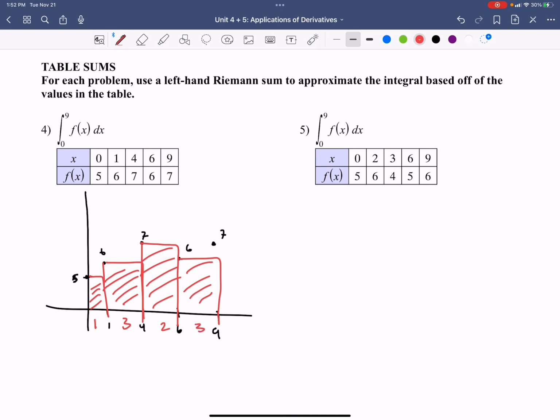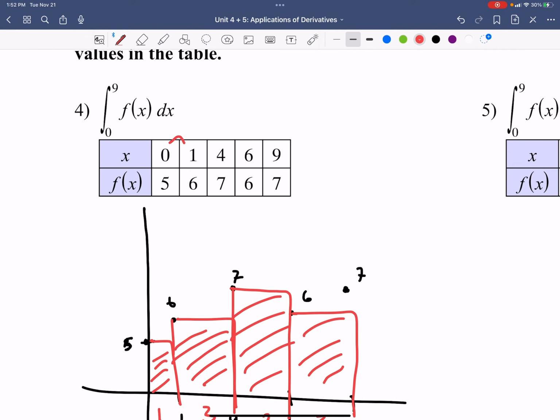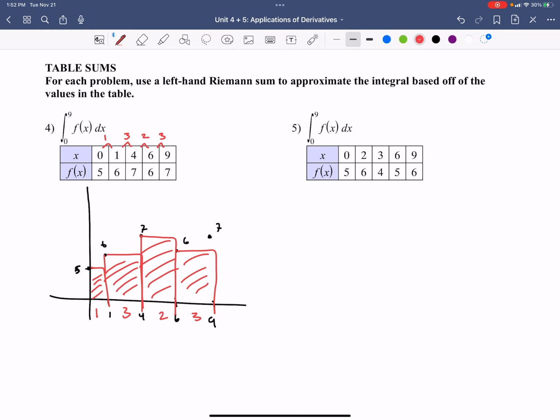Alright? So, whenever you get a table and you gotta do some approximations, just do this. What's the difference between these two? This is 1. What's the difference between these two? This is 3. What's the difference between these two? That's 2, and that's 3. That's gonna be your delta x's, okay? I'll leave this. I like the drawing.